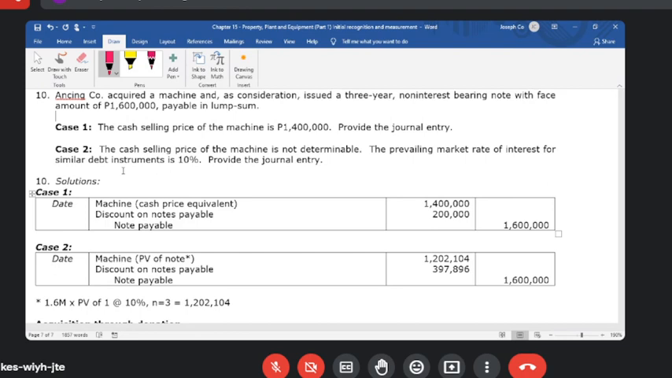Discount on notes payable. For case number 2, the cash selling price of the machine is not available and therefore we compute the present value. You get the present value factor of 10% for 3 periods multiplied by 1.6. With debit machine, 1,202,000. Credit notes payable, 1,600,000. And the difference is discount on notes payable, 397.